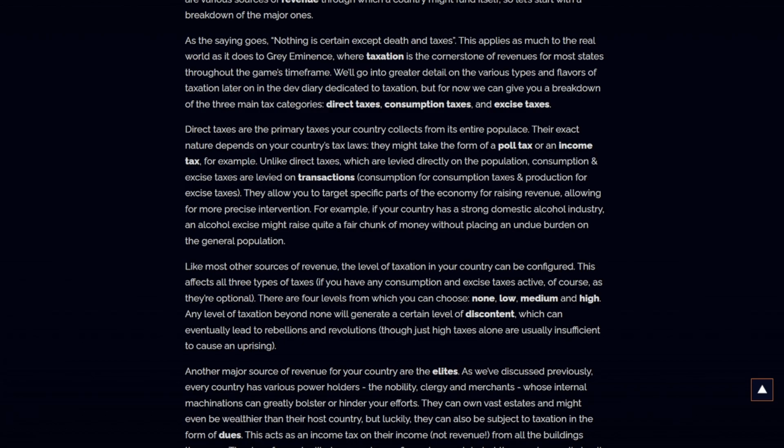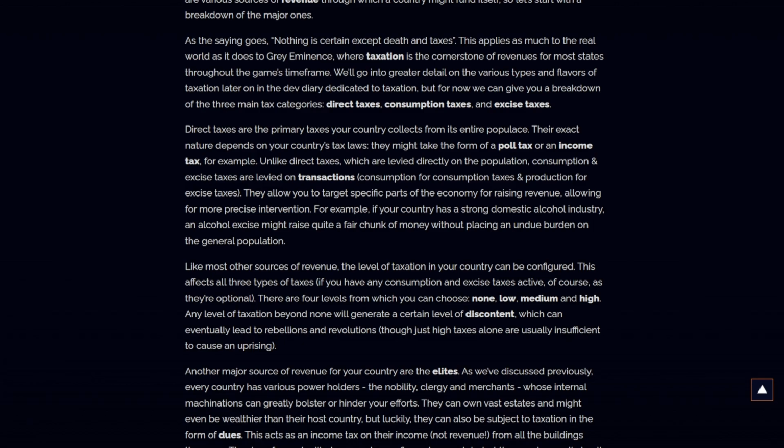Like most other sources of revenue, the level of taxation in your country can be configured. This affects all three types of taxation. There are 4 levels which you can choose from: none, low, medium, and high. Any level of taxation beyond none will generate a certain level of discontent, which can eventually lead to rebellions and revolutions, though high taxes alone are usually insufficient to cause an uprising. I would imagine if you have it on high for everything, and then you've got some other discontent happening for some other reason, it kind of compounds those issues.